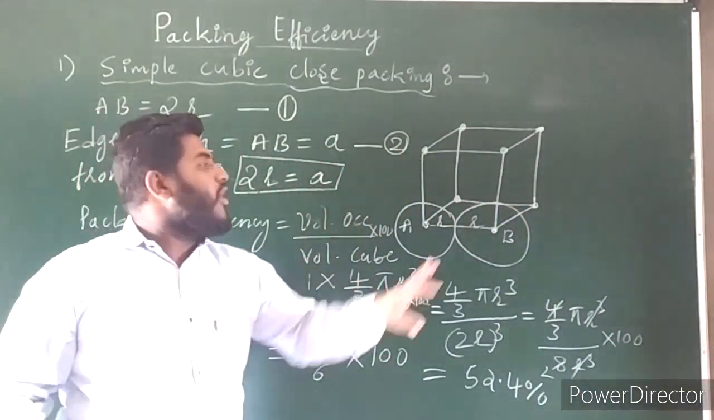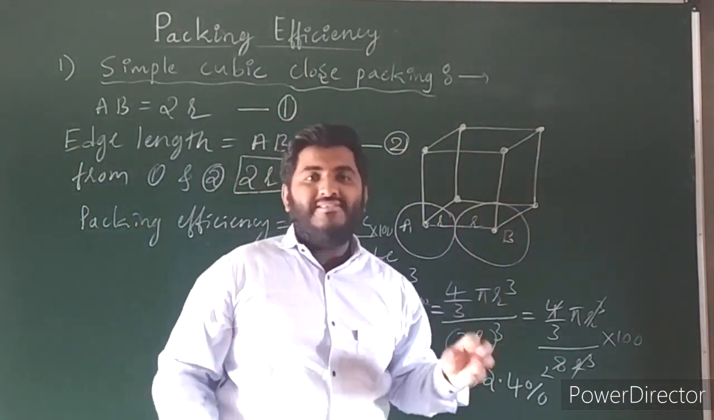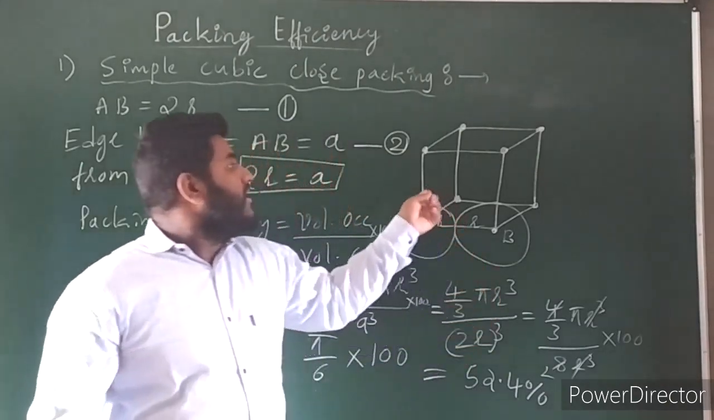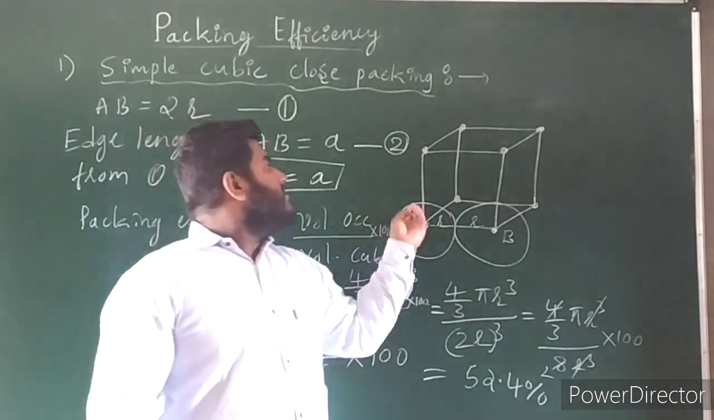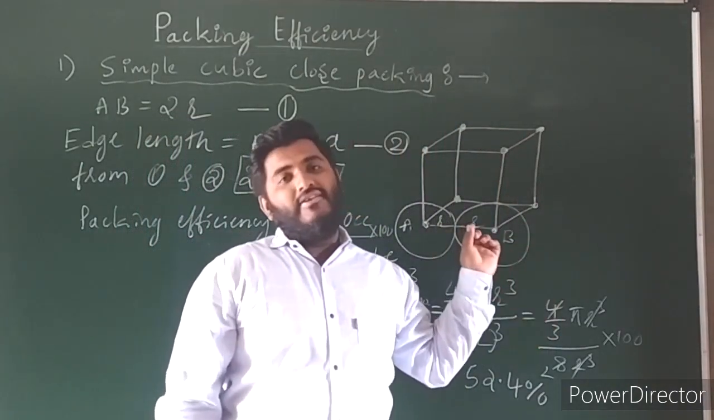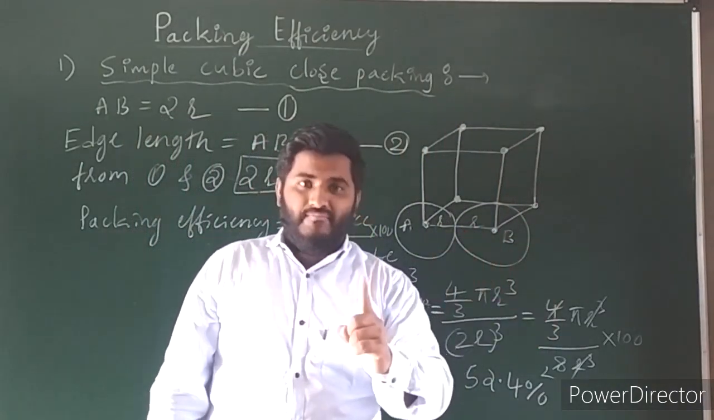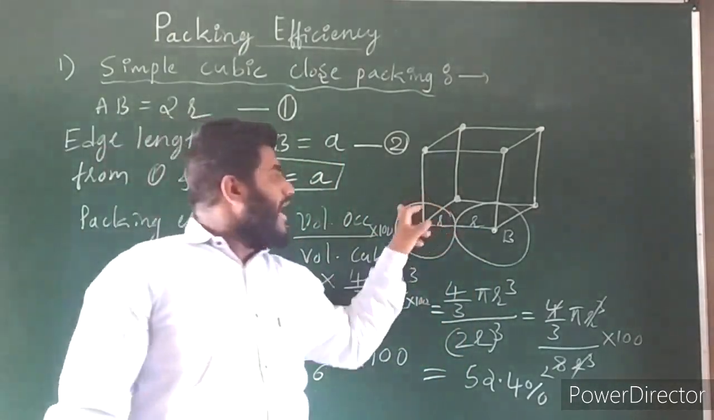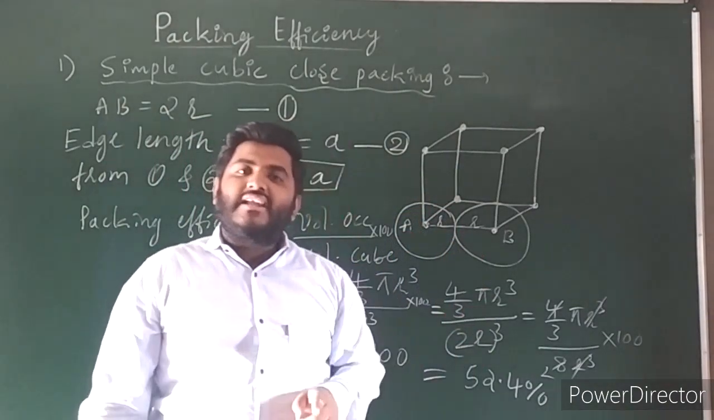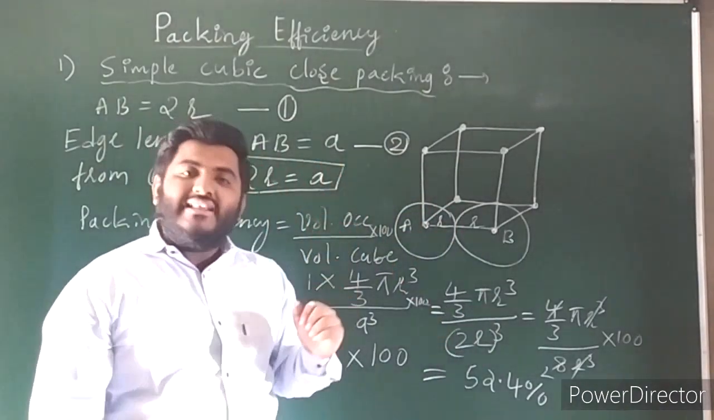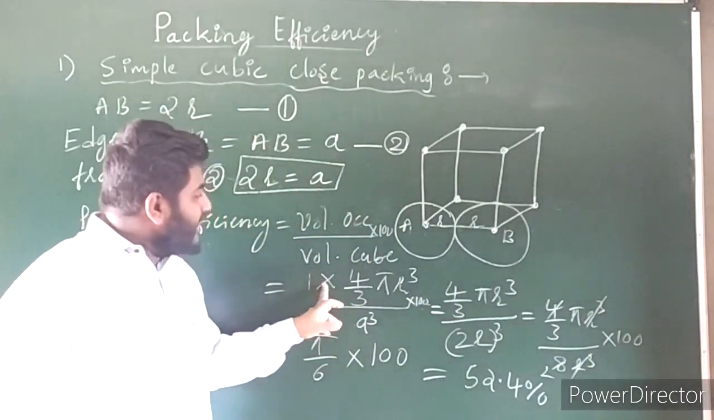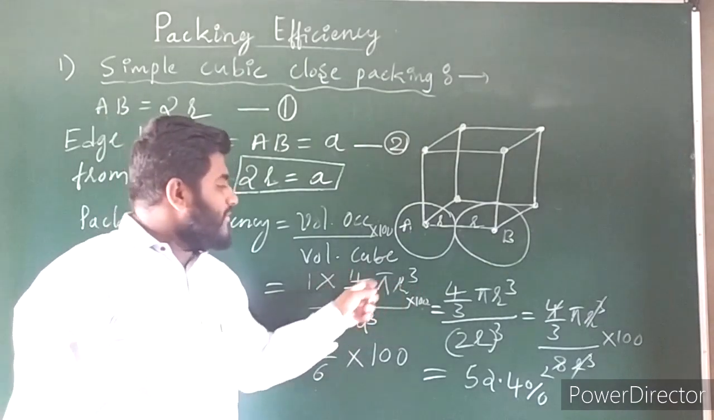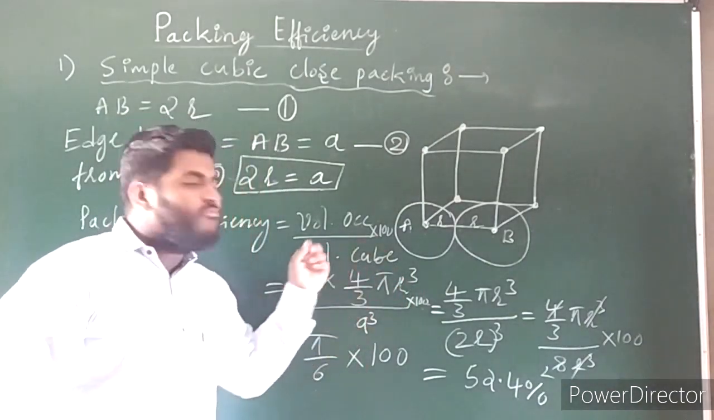Volume occupied means how much volume in the simple cube is filled by particles. In the previous class we discussed that the number of atoms per simple cubic unit cell is 1. So 1 atom we are getting. Atoms are considered as spheres. So what is the volume of the sphere then? 4 by 3 pi r cube. Therefore 1 into 4 by 3 pi r cube, where r is the radius. This is the formula for the volume of the sphere, divided by the volume of the cube.